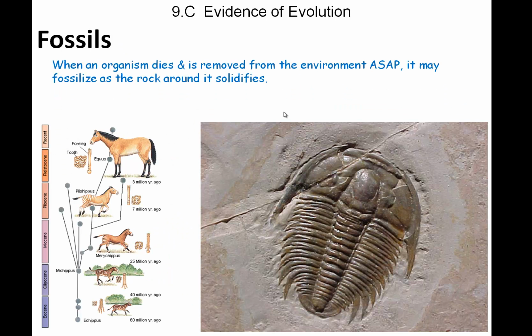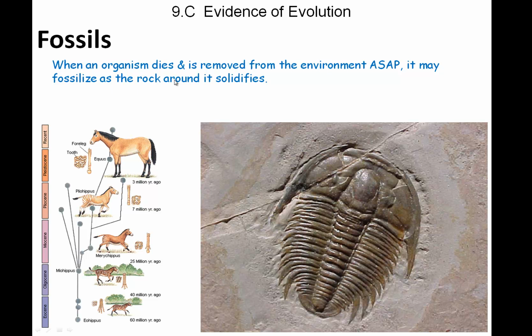Fossils. When an organism dies, it's got to get removed. In order for it to become a fossil, it's got to be removed from the prey species, predator species, as quickly as possible. Like if this horse were to die, wolves, coyotes, vultures, other things would eat it. So we have to get it buried very quickly, and it can be volcanic ash, a landslide, mud, a flood, could be all kinds of things. But any time we find a fossil, we know that organism was buried very soon after it died.